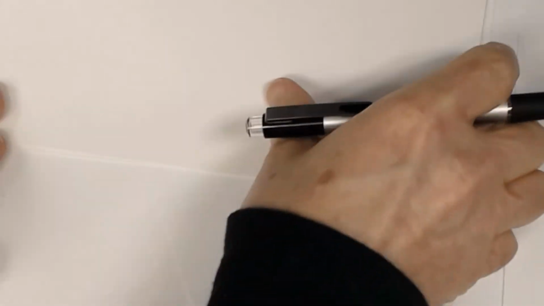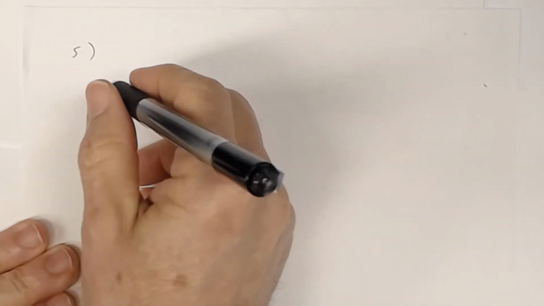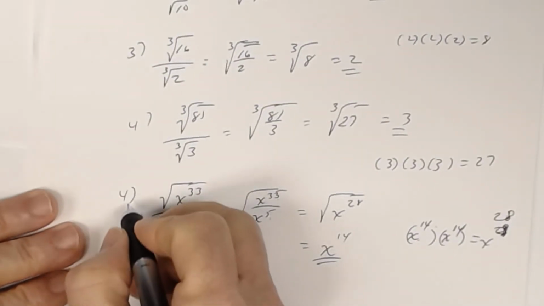Number 5. So number 5, let's suppose we had this. All right, I listed number 4 twice here. So that'll be number 4, this is number 5, and this will be number 6.